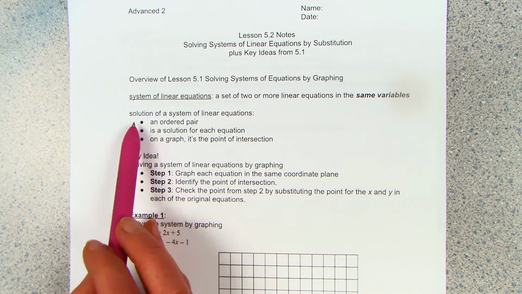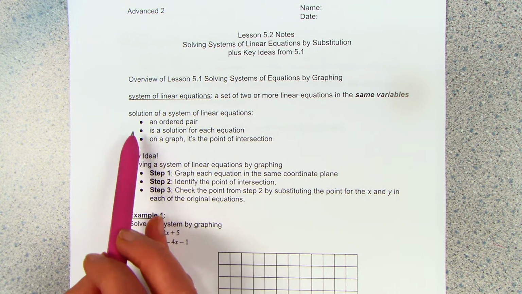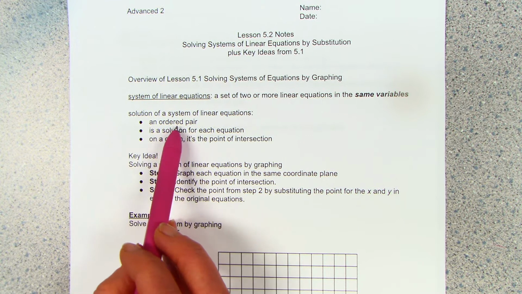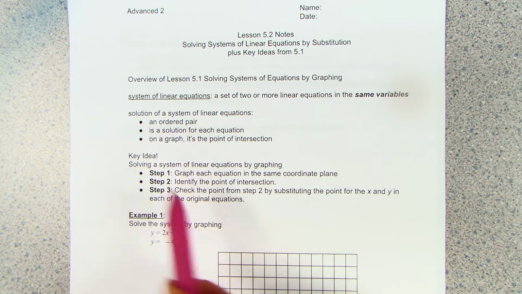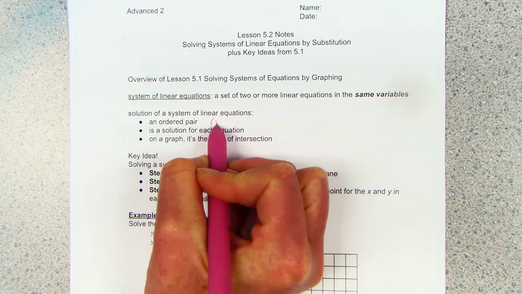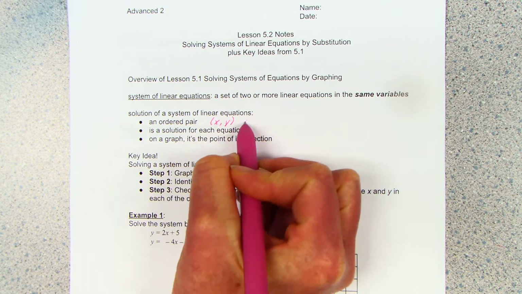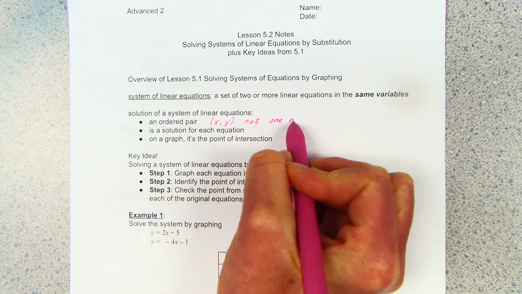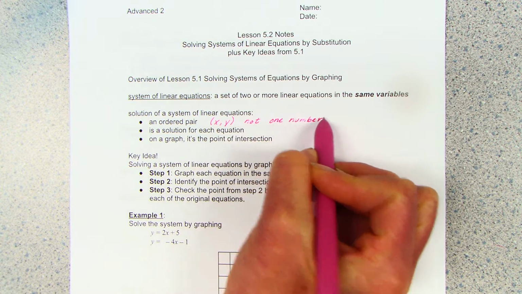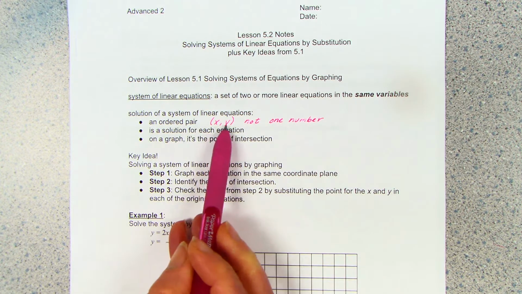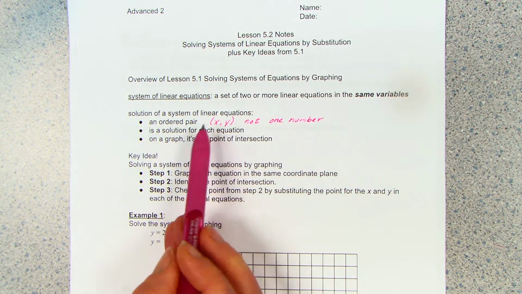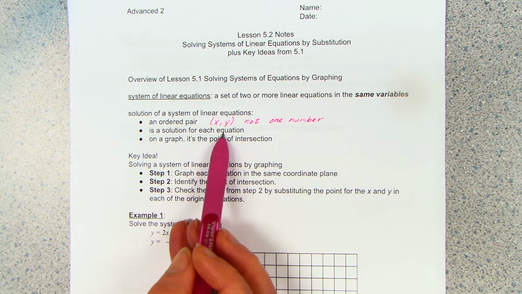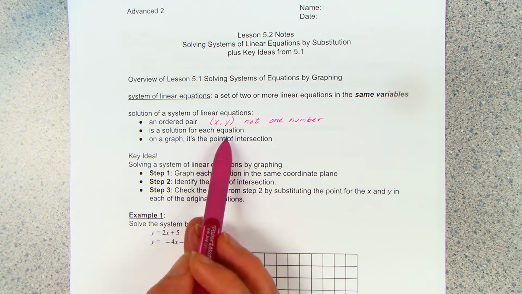Okay, and then the idea of what a solution looks like? A solution is an ordered pair. It's not one number, it's an ordered pair. It's an x, y. When you find that ordered pair, then you take it and you substitute it back into both of the equations, and it should be a solution for each of the equations, not just for one.